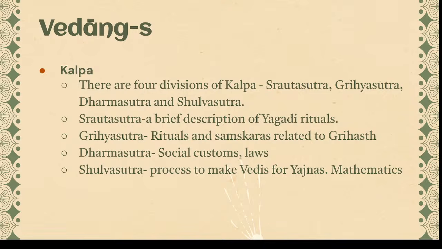Let's look at the meaning of each. Srauta Sutra simply says Sruti, and then which is related to Sruti. So it basically tells about different karmas and yajnas performed in the Vedic rituals, and there is a description of all those things. Now the Griha Sutra is related to the Grihasthashram. All those rituals and samskaras which are prevalent in the Grihasthashram are mentioned in the Griha Sutra.